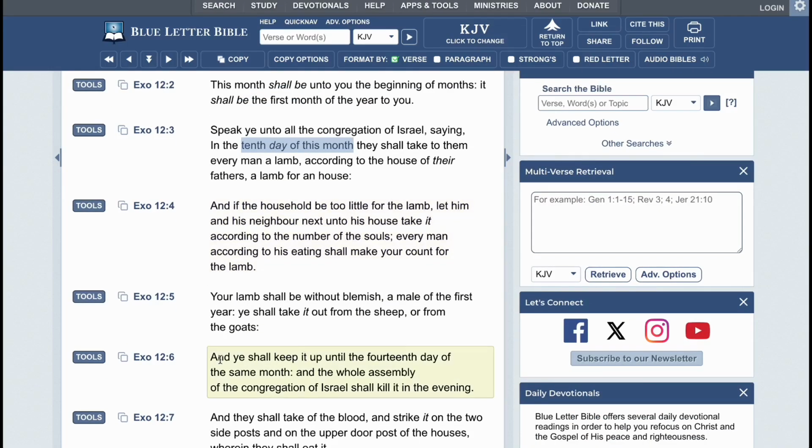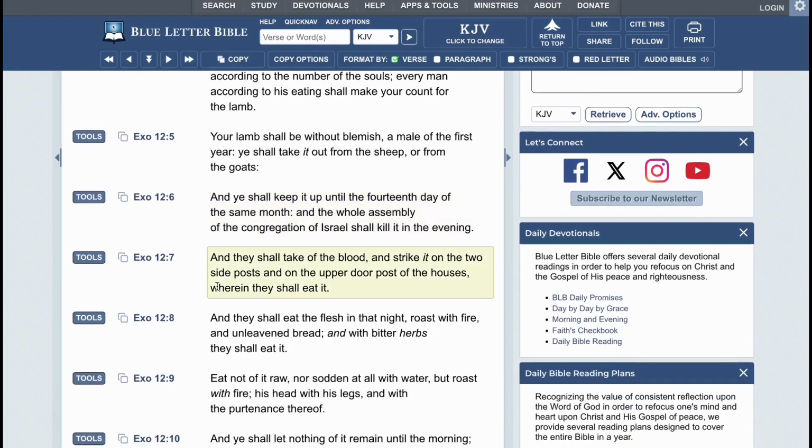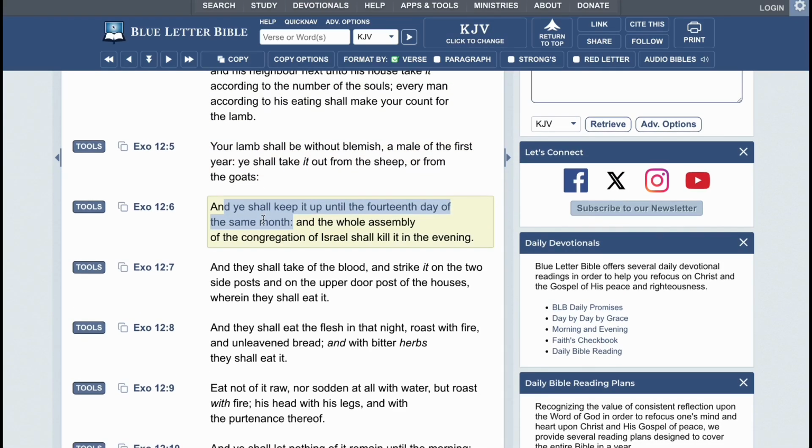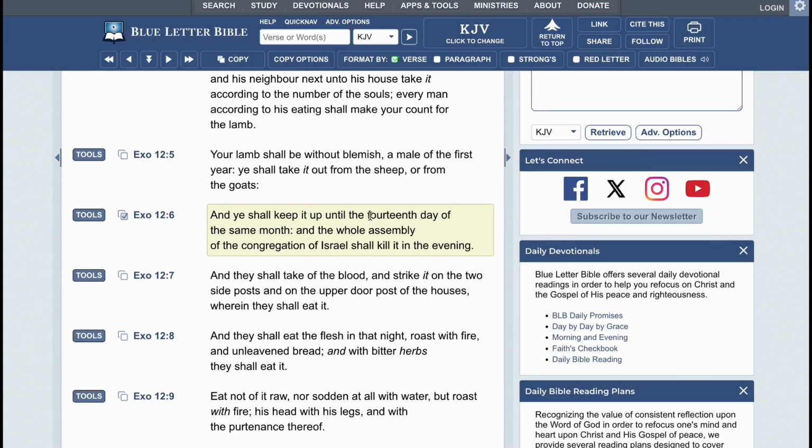And then you read in verse 6 of Exodus 12, "And ye shall keep it up until the 14th day of the same month." So they take the lamb on the 10th day of Nisan or Abib, and they keep it until the 14th day of the month, and the whole assembly of the congregation of Israel shall kill it in the evening. So here we see that Passover occurs the 14th day of the same month.